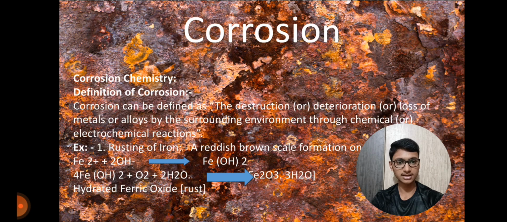Corrosion can be defined as the destruction, deterioration or loss of metals or alloys by the surrounding environment through chemical or electrochemical reaction. In simple terms, it is called rusting. So let us see the reaction for rusting of iron. Fe2+ plus 2OH- gives rise to Fe(OH)2, which is called ferrous hydroxide. This ferrous hydroxide in turn reacts with oxygen and water to give rise to Fe2O3.3H2O. This Fe2O3.3H2O is called hydrated ferric oxide, nothing but rust.